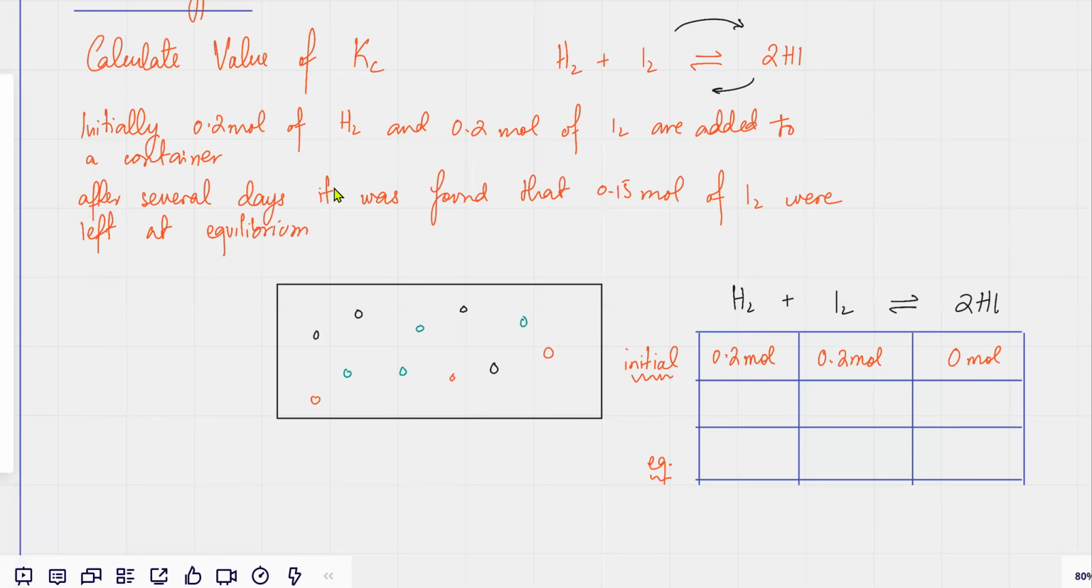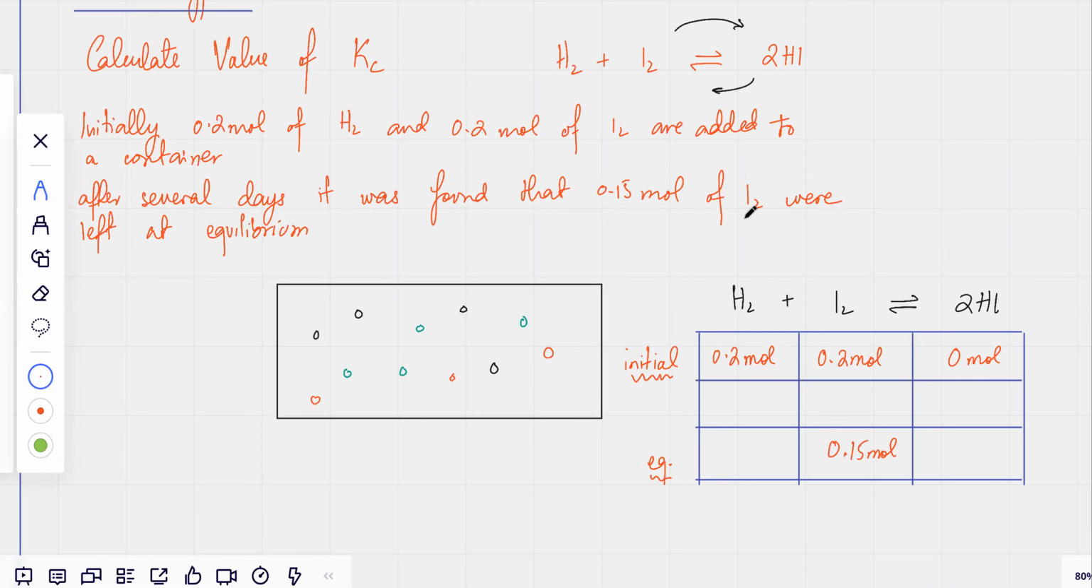Now, after several days, it was found that 0.15 moles of I2, so the situation would change. Once the reaction starts, the situation that's present in the container is going to change. The container is going to look different now. So it was found that at equilibrium, you have 0.15 moles of I2. That's your equilibrium situation.